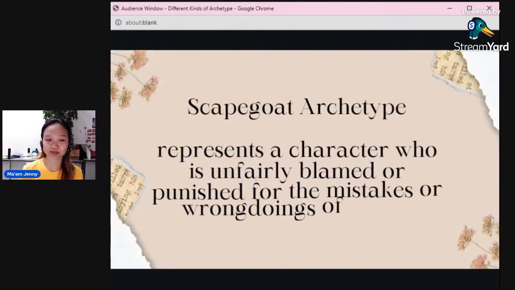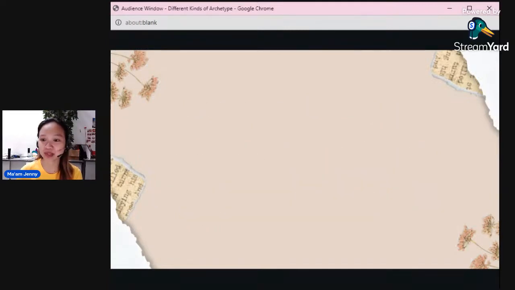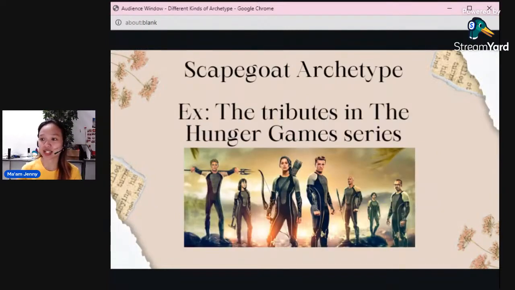There are many kinds. The first one is the scapegoat archetype. This represents a character who is unfairly blamed or punished for mistakes or wrongdoings of others. These are the characters na kahit hindi naman nila kasalanan, sa kanila napupunta yung punishment. So that's a scapegoat. Sila yung pinaparusahan sa hindi nila kasalanan. An example of the scapegoat archetype is the tributes in the Hunger Games series.